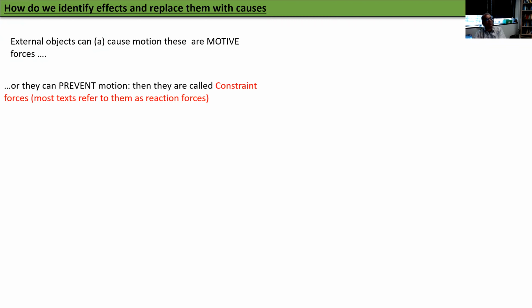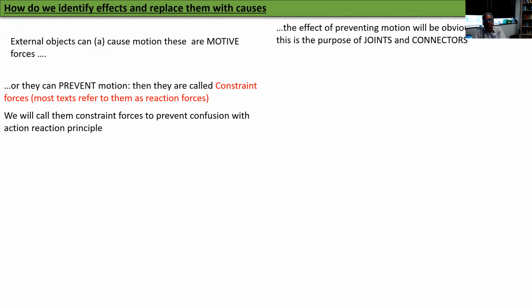And again, I'm going to emphasize this. External objects can cause motion, and then they are called motive forces, or they can prevent motion, then they are called constraint forces. Most textbooks refer to them as reaction forces. I want you to understand their purpose is to prevent motion. We are going to call them constraint forces to prevent confusion with action-reaction principle. The effect of preventing motion will be obvious. That is what joints and connectors are there for.